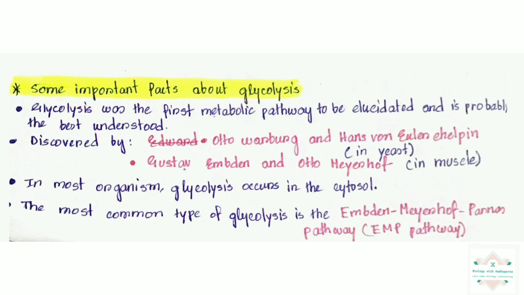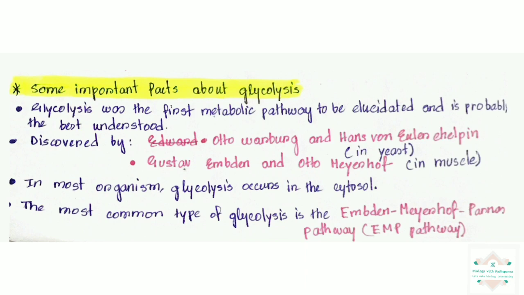Always remember this, because many times I have seen this question come up in college exams, tests, and even sometimes in national exams. Where does glycolysis actually take place? The answer is always the cytosol. You should remember this one. Next, the most common type of glycolysis is the Embden-Meyerhof-Parnas pathway, which is the EMP pathway.